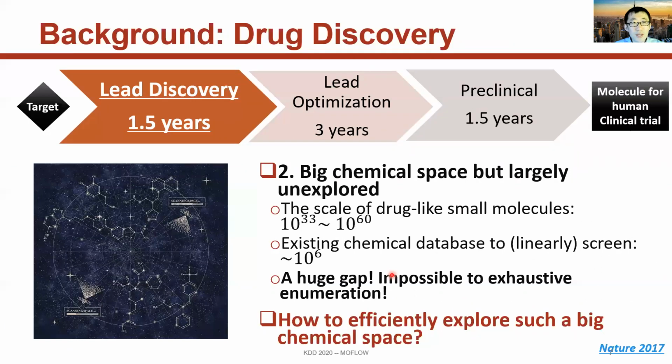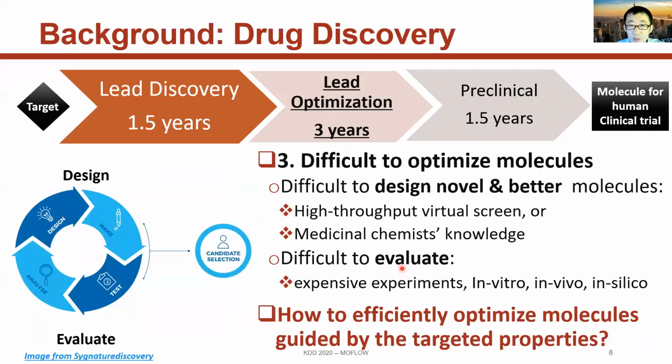Even the first step, lead discovery, is very challenging. The chemical space is very big, but largely unexplored. The scale of drug-like small molecules is up to 10^60. However, existing chemical databases are at the scale of 10^6. We can see such a huge gap between them. We cannot exhaustively enumerate all the 10^60 molecules. How to efficiently explore such a big chemical space is very difficult.